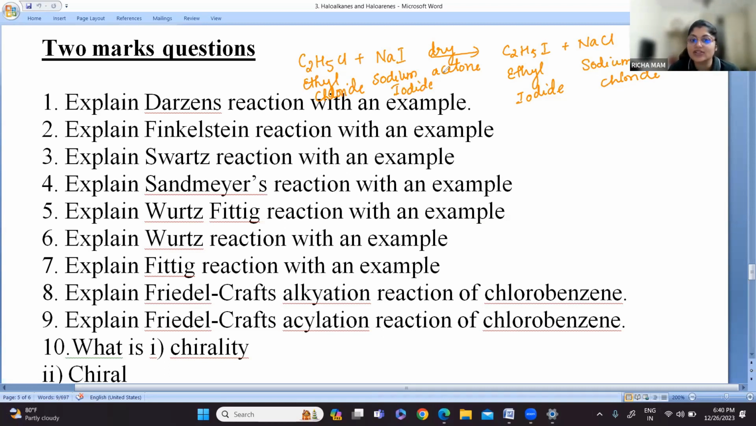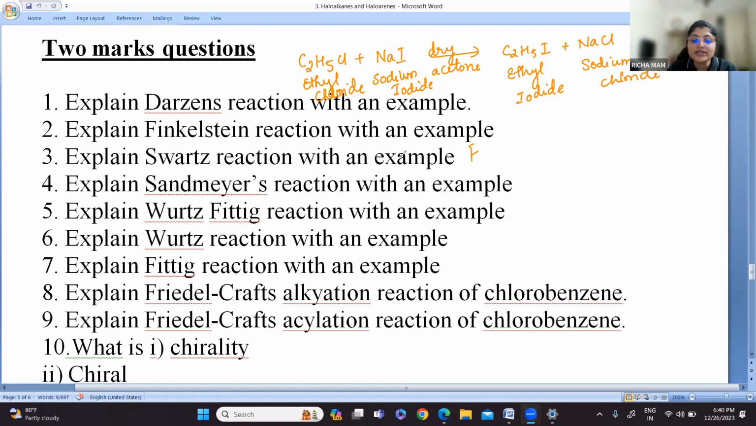Explain Swarts reaction with an example. So what is Swarts reaction? In Swarts reaction, you can prepare your fluoroalkanes, fluoro compounds. Fluoro compounds can be prepared from this particular reaction.